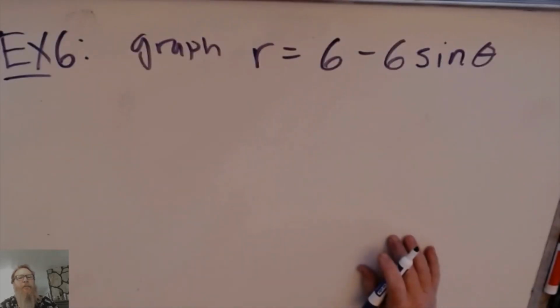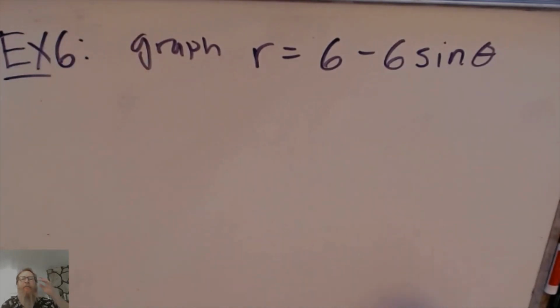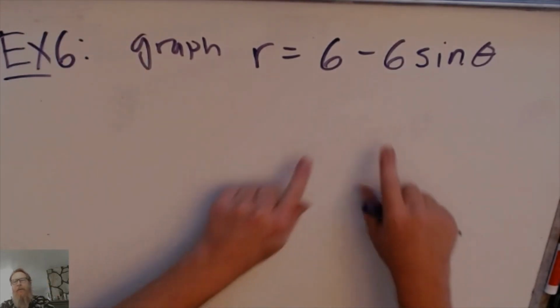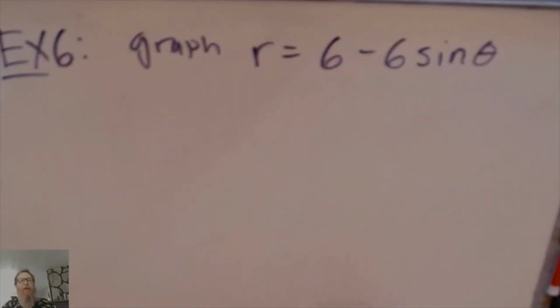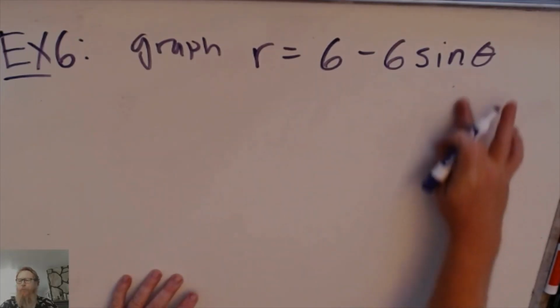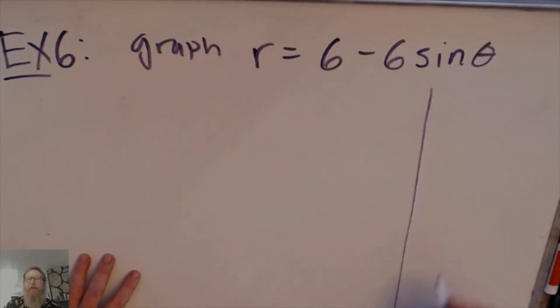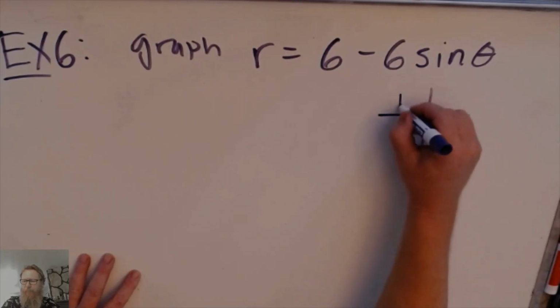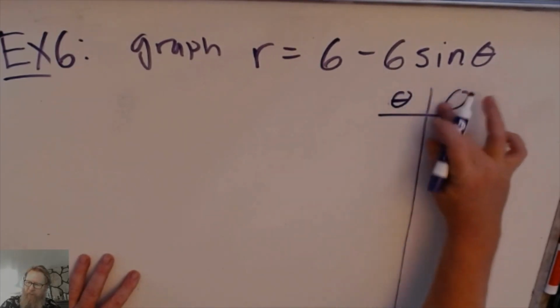Okay, this is probably the last example we'll have time for today. So this is R equals 6 minus 6 sine theta. I'm going to do the same thing I did last time. We're going to make a whole bunch of points before I break out the polar graph paper. I always recommend starting with 0 for theta.